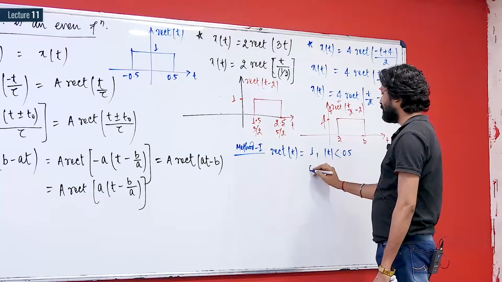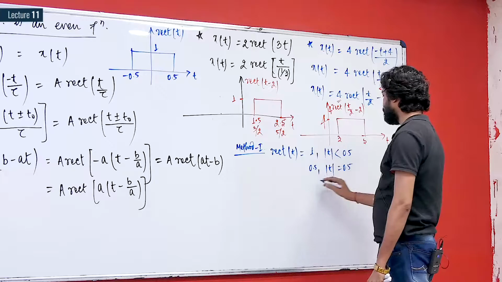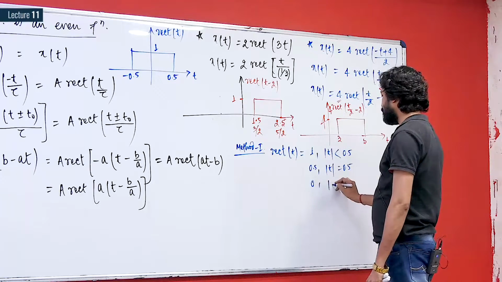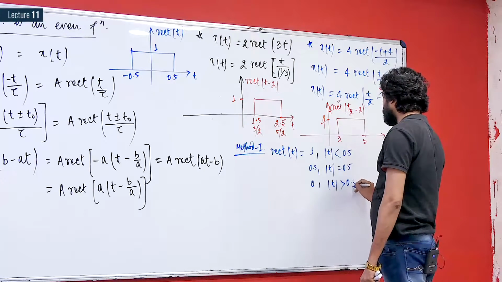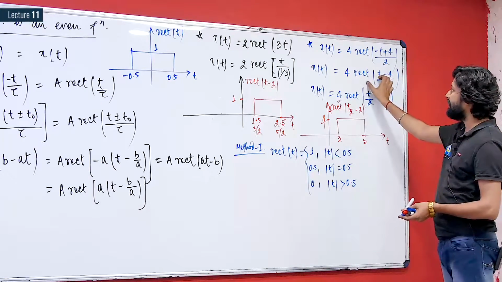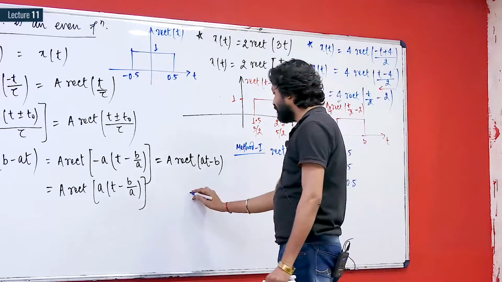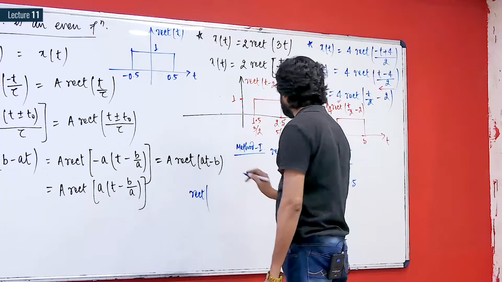It will have value 0.5 for mod of t exactly equal to 0.5, and it will have value 0 for mod of t greater than 0.5. Then if you want, you can find this signal directly just by replacing. If you want to find the value of rectangle now, what do you have to obtain?